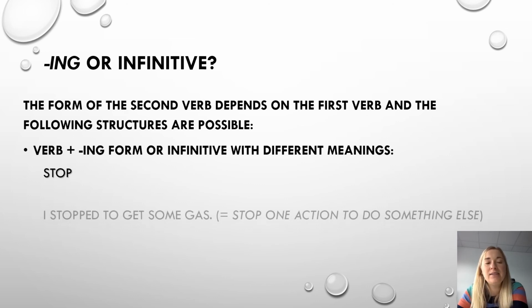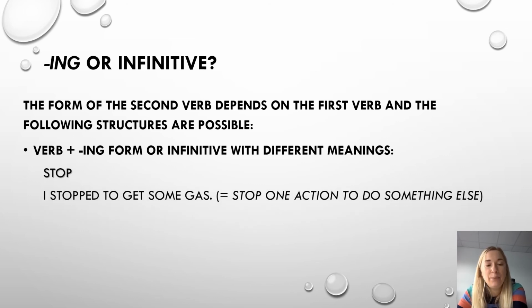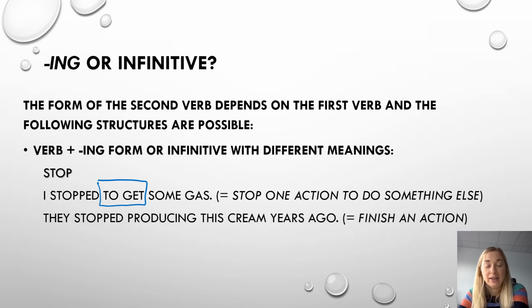The same with the verb stop. I stopped to get some gas. So I stopped to do something in the future. Stop one action to do something else. Another one, they stopped producing this ice cream years ago. Sorry, I'm hungry. The ing ending here has a connection to the finished action.